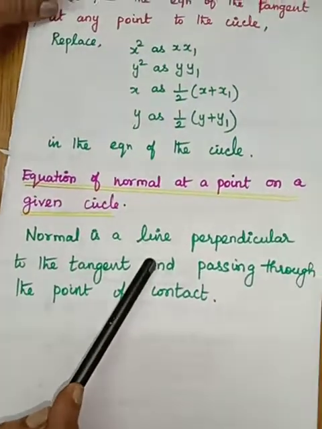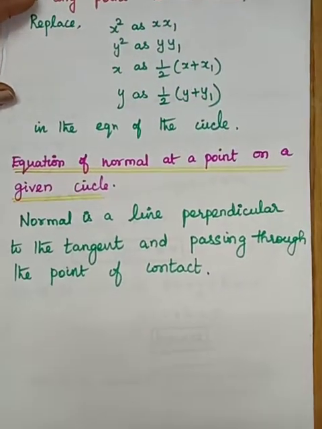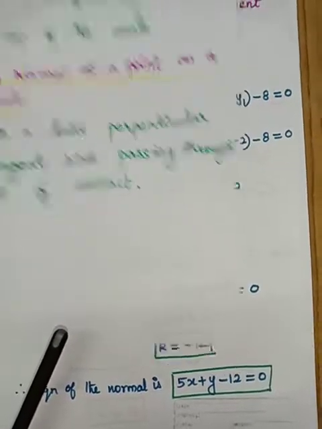Okay, so next, what is the normal? Normal is a line perpendicular to the tangent and passing through the point of contact. Normal is a perpendicular line to the tangent.